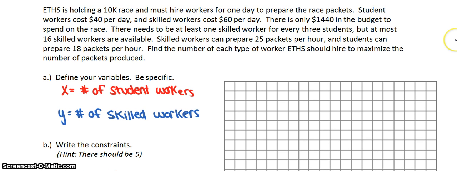Okay, the next thing is we're going to write the constraints. Okay, so the constraints are the various factors that affect the amount of thing you can produce. So it's a factor that affects how much profit you can make, or it's a factor that affects how much product you can produce. In this case, the constraints are what affect how many packets can be made. So like resources are a constraint, money is a constraint, time is a constraint, whatever those things you have in a problem are what you're looking for.